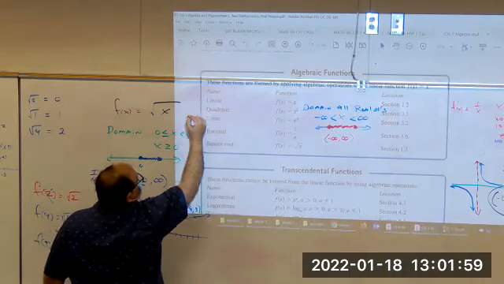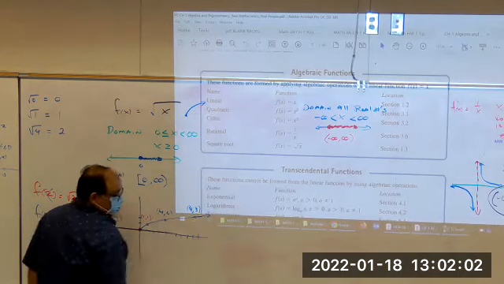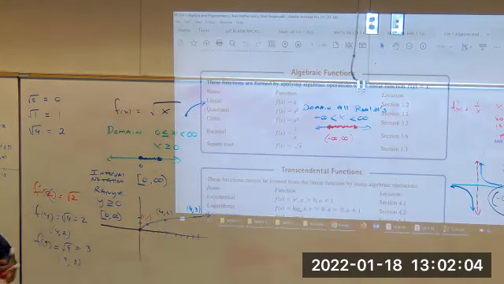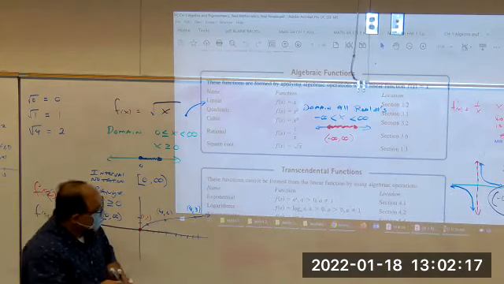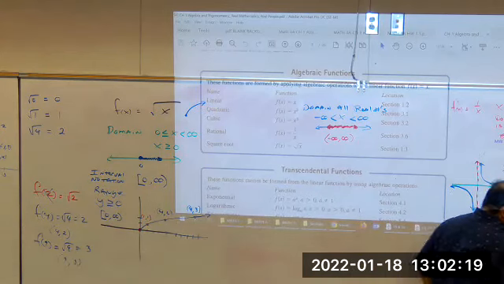Now, is it always going to go to the right? No. We are in chapter 1, we are going to flip it up and down. We're going to flip it left and right. We're going to move it, stretch it. We're going to be basically transforming it all over the place. Okay. All right. So those are our algebraics.